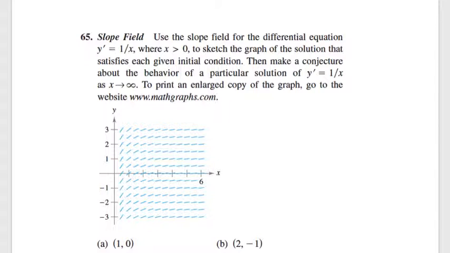The next exercise we're going to go over together is this one. We have a slope field. It's the slope field for y prime equals 1 over x, and we have to sketch the solution that satisfies the given initial conditions. The given initial conditions are here. It's going through the point (1, 0), and it's going through the point (2, -1). Two different solutions, one for this, one for that. And then we have to write again the end behavior. What happens when x approaches positive infinity?